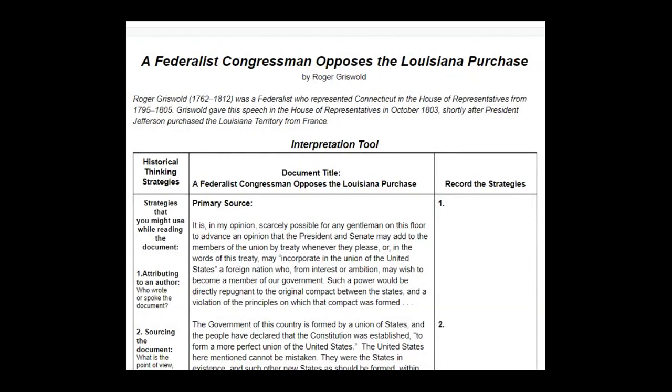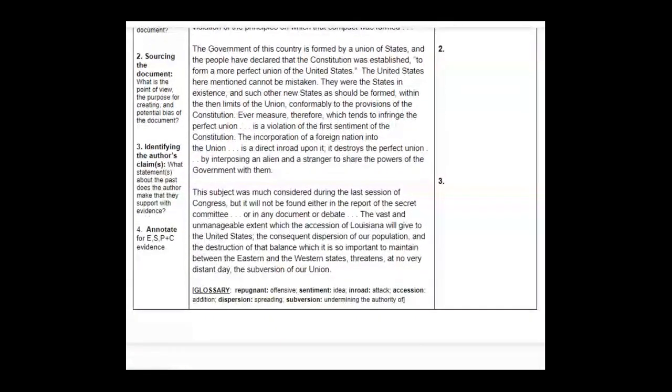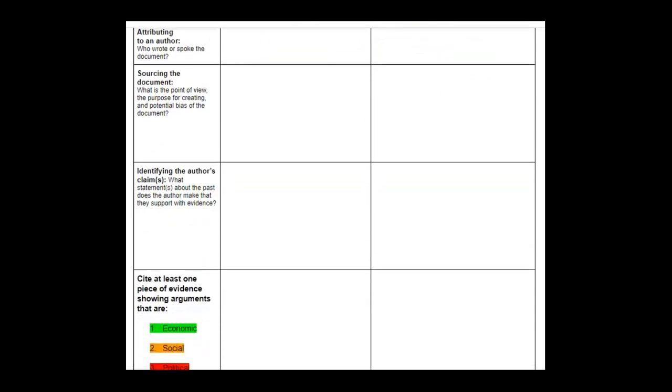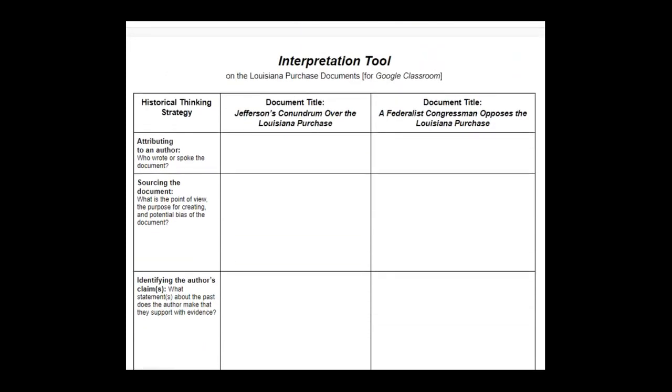Or a Federalist Congressman opposes Louisiana. We're not going to dive into that as much. It's a speech against the purchase of Louisiana. Now, what your teacher is probably going to ask you to do, and this is one way to use the interpretation tool, that's why I'm showing it to you, is on the Louisiana Purchase documents. They're going to ask you to look at both Jefferson's Conundrum and the Federalist Congressman.